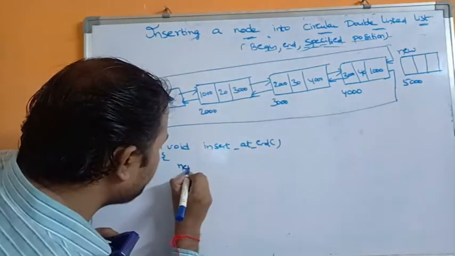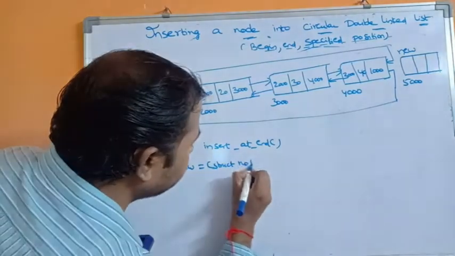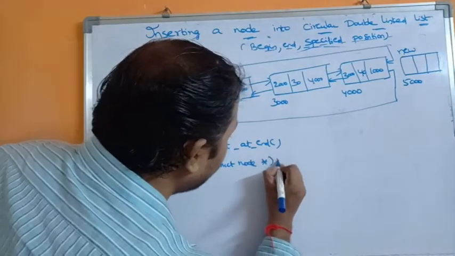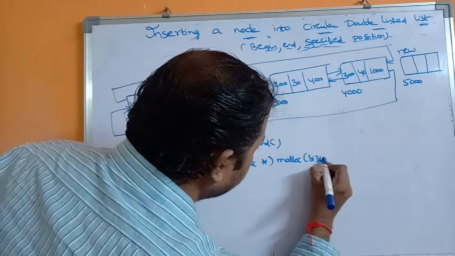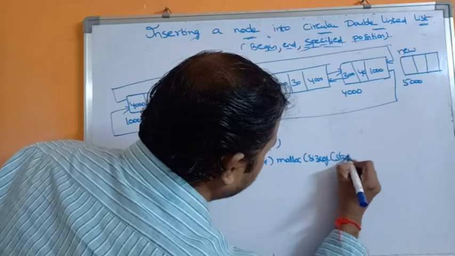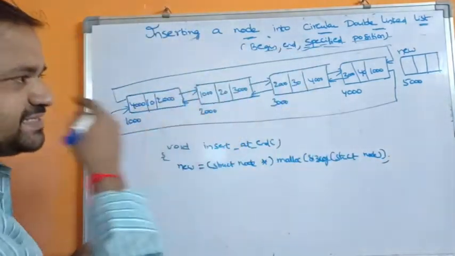Next, allocate the memory for the node. new = (struct node *) malloc(sizeof(struct node)). So memory is allocated like this.